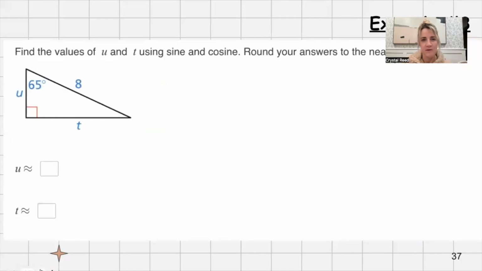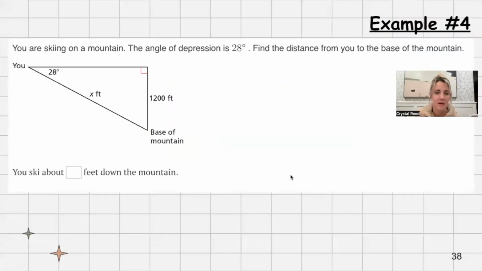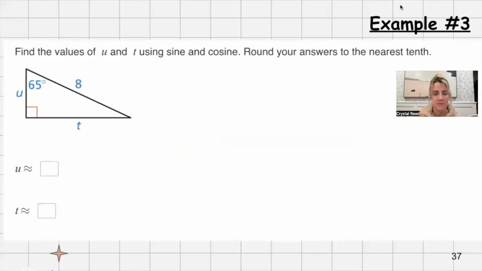All right, find the values of u and t using sine and cosine. Round your answers to the nearest tenth. Oh, and then we have one more example after that. Okay, so we're going to go through those steps. And again, our first step is to label our sides given what we know. So we are based on this angle right here, this angle 65 degrees. So that is the angle I'm going to label my sides based off of.